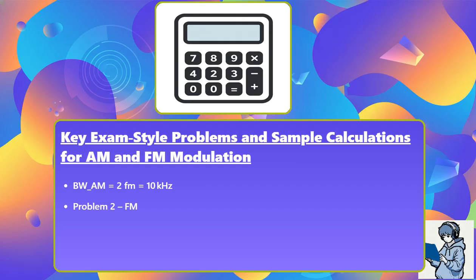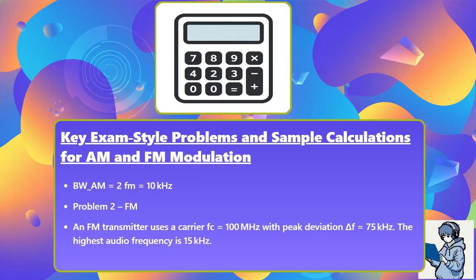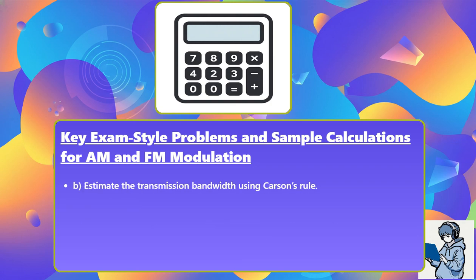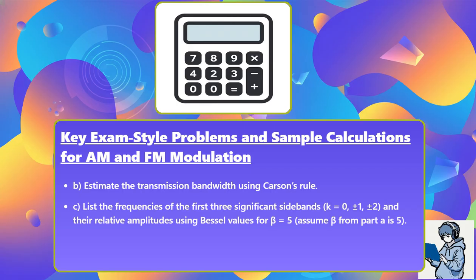Problem 2, FM. An FM transmitter uses a carrier f_C equals 100 MHz with peak deviation delta f equals 75 kHz. The highest audio frequency is 15 kHz. A. Compute the FM modulation index beta. B. Estimate the transmission bandwidth using Carson's rule. C. List the frequencies of the first 3 significant sidebands (k equals 0, plus minus 1, plus minus 2), and their relative amplitudes using Bessel values for beta equals 5. Assume beta from part A is 5.